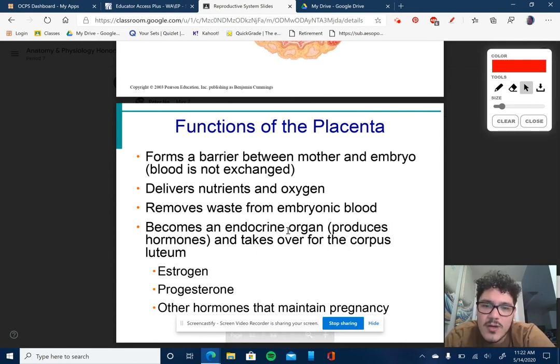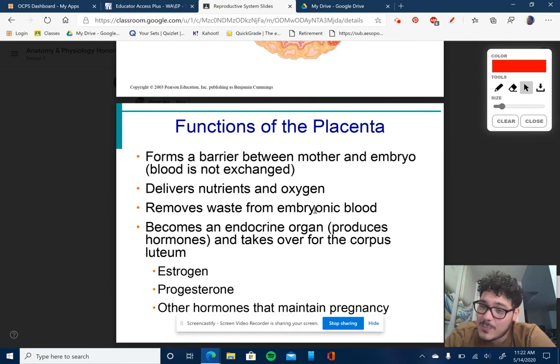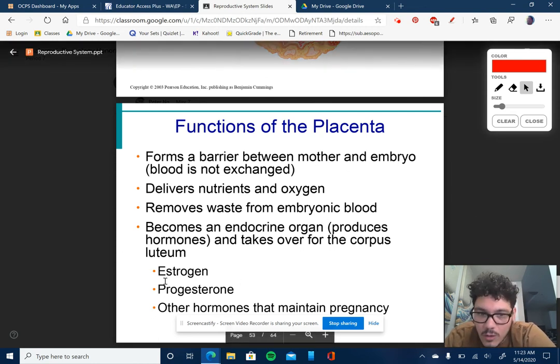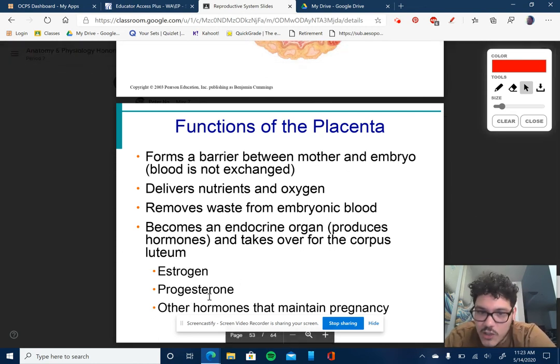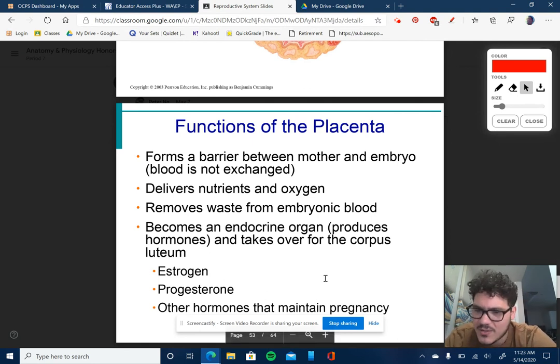Becomes an endocrine organ. Produces hormones. It takes over for the corpus luteum. So technically speaking, the placenta becomes a temporary organ, which is interesting, and it secretes its own special hormones such as estrogen, progesterone. So it kind of takes the role of the ovaries, since the ovaries are no longer functioning right now, right? If the egg was already released and the egg was already fertilized and the egg is growing, there's no point of secreting eggs until the baby's birthed. So the placenta takes the role for that. And then other hormones that help to just maintain pregnancy overall.